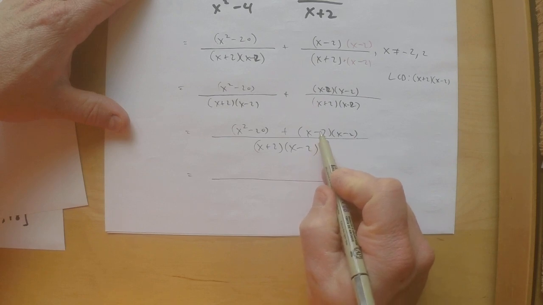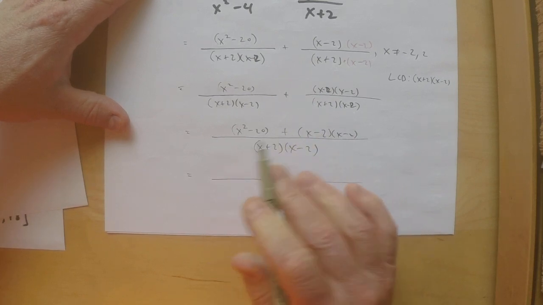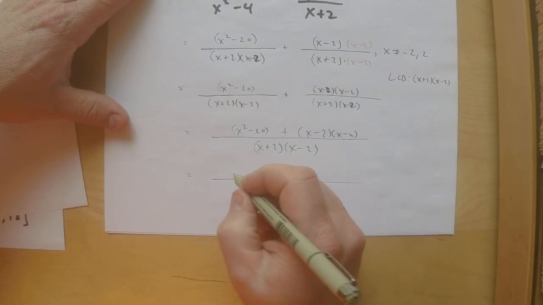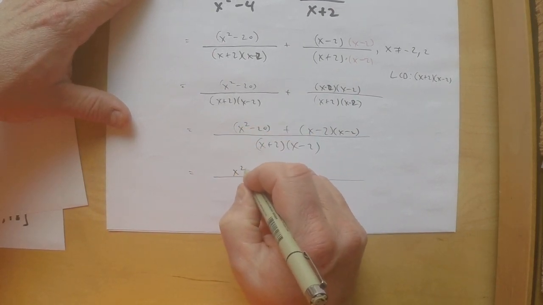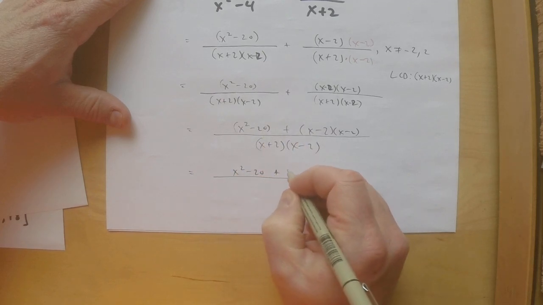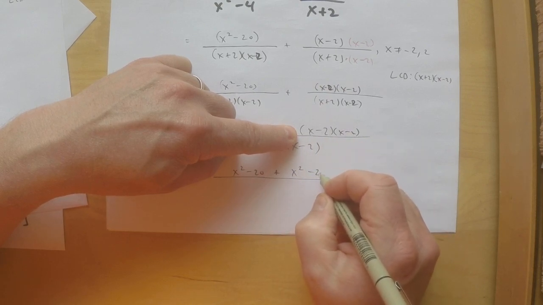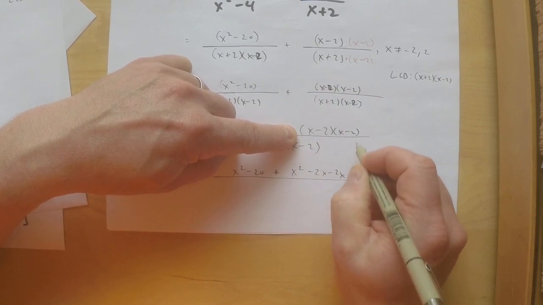And I cannot cancel this because of that plus sign. There's nothing here to cancel. So all I can do is distribute out the numerator. So there's that distributed out. I can distribute this out into x squared minus 2x minus 2x plus 4.